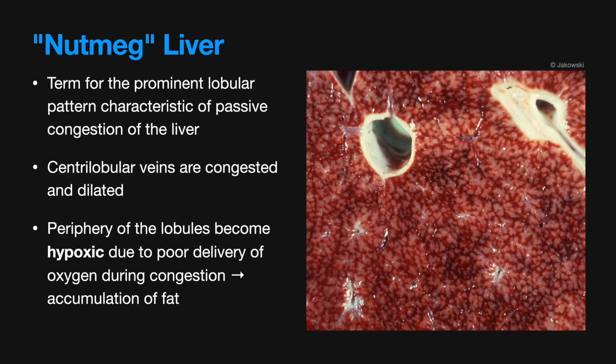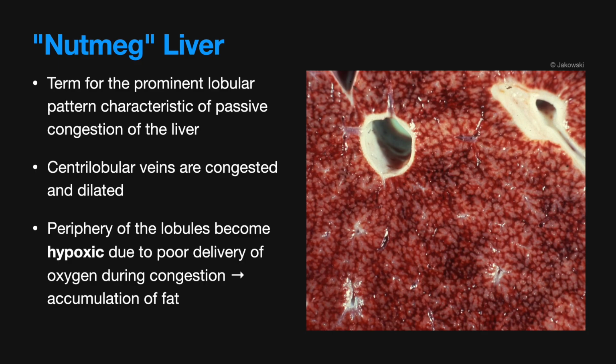Nutmeg liver is the term for the prominent lobular pattern that is characteristic of passive congestion of the liver due to heart failure. This pattern occurs because the central lobular veins, which are in the middle of each hepatic lobule, become congested and dilated. The periphery of each lobule becomes hypoxic because the congested blood doesn't deliver a lot of oxygen. In response to that hypoxemia, those cells accumulate fat, making them quite pale.